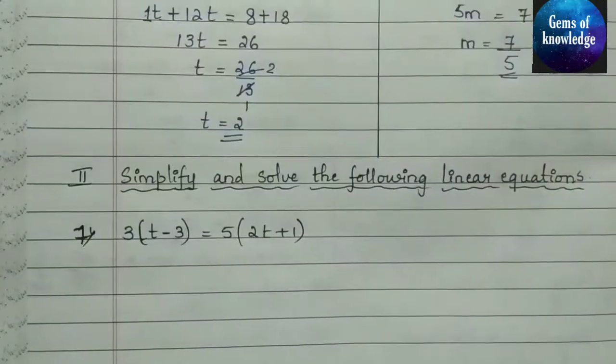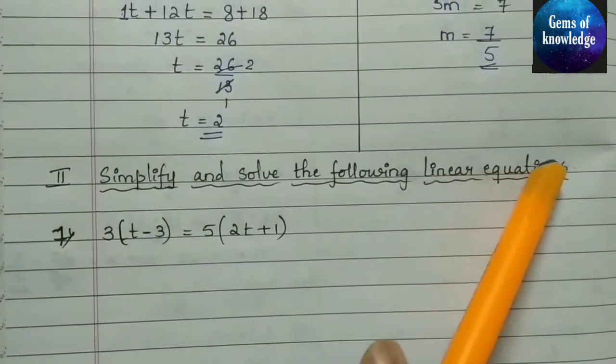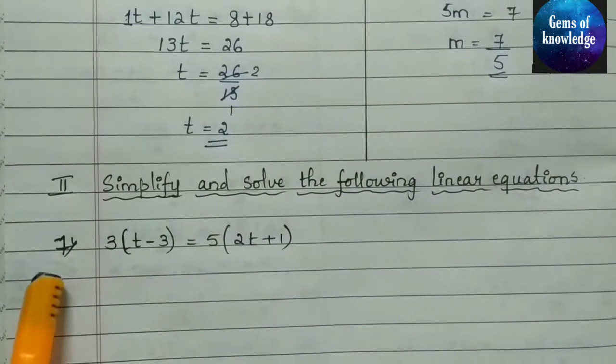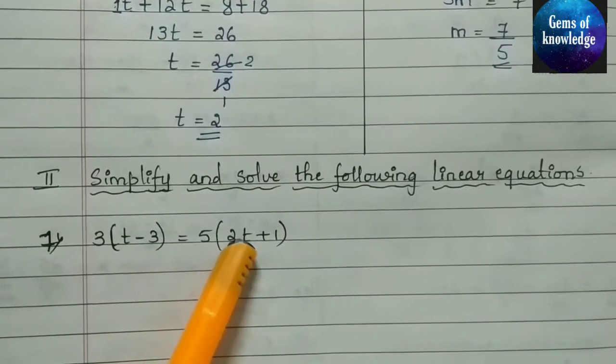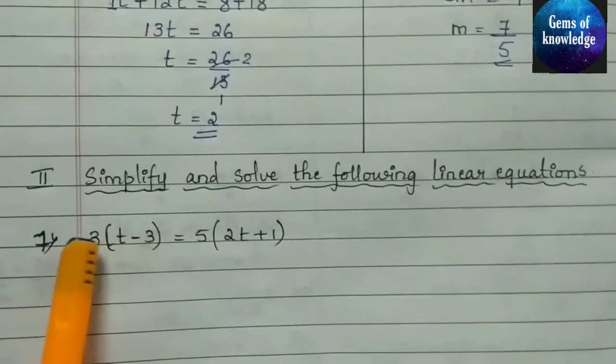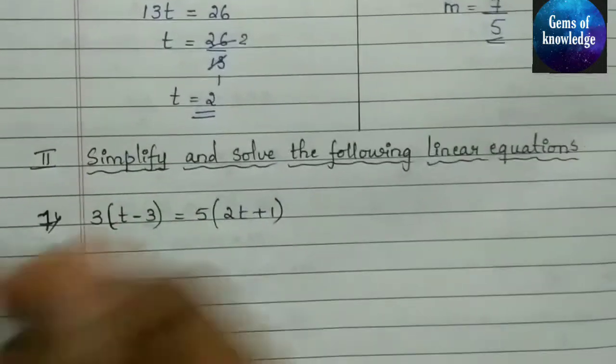Okay. So moving to the second part, simplify and solve the following linear equation is given. And the seventh question here is 3 into t minus 3, which is equal to 5 into 2t plus 1. What we have to do is we have to solve and simplify this equation.